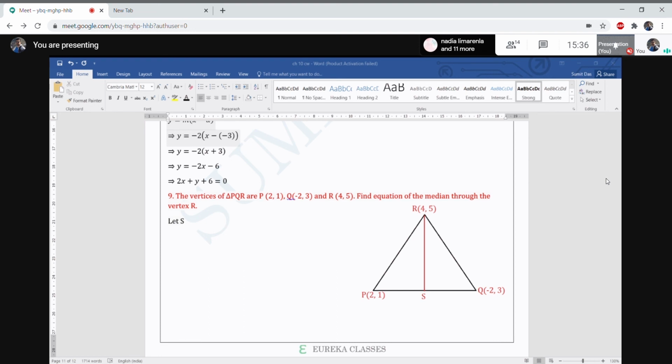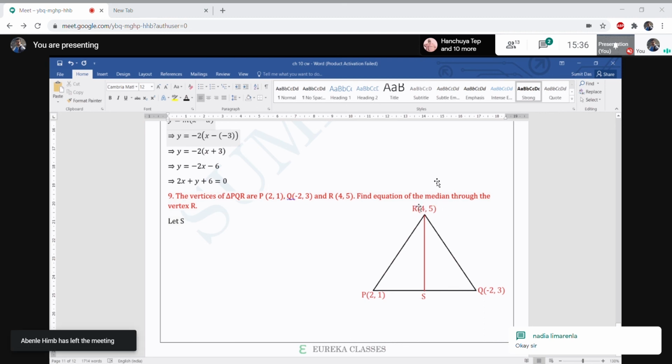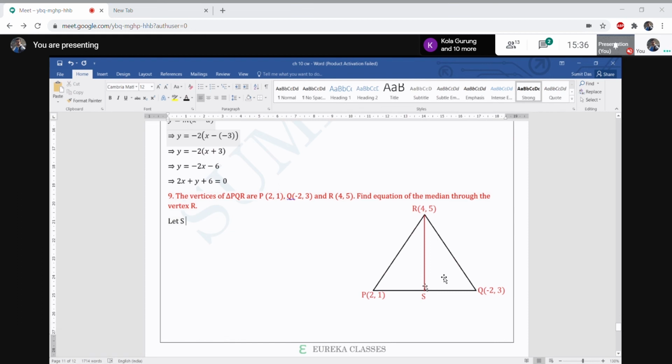Okay, still no response. No, that is median, middle number. That is the median in statistics. Median of a triangle is different. Median of the triangle means the line which joins the midpoint of one side of a triangle and the opposite vertex. So if RS is the median, then S has to be the midpoint of PQ.